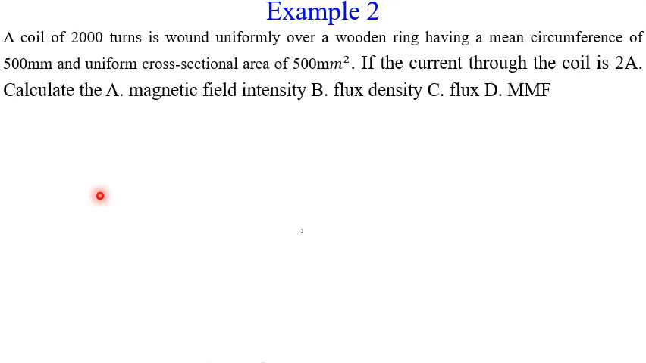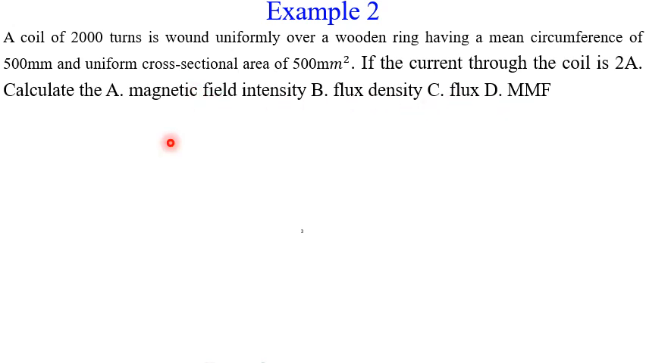Okay, so our next question says a coil of 2000 turns is wound uniformly over a wooden ring having a mean circumference of 500 mm and a uniform cross-sectional area of 500 mm square. If the current through the coil is 2 amps, calculate the magnetic field intensity, flux density, flux, and magnetomotive force.